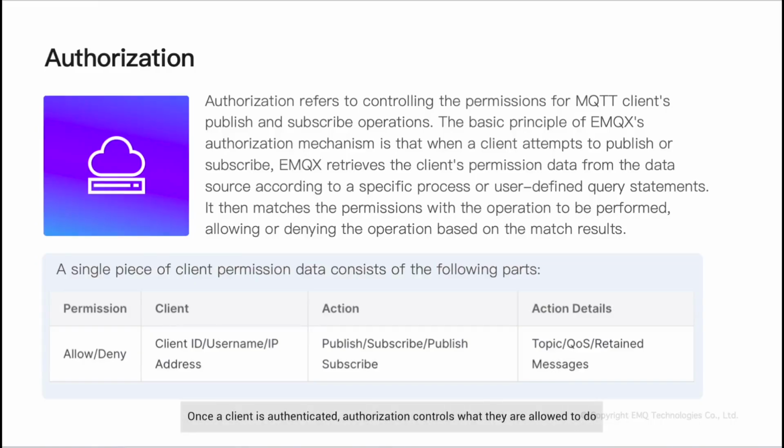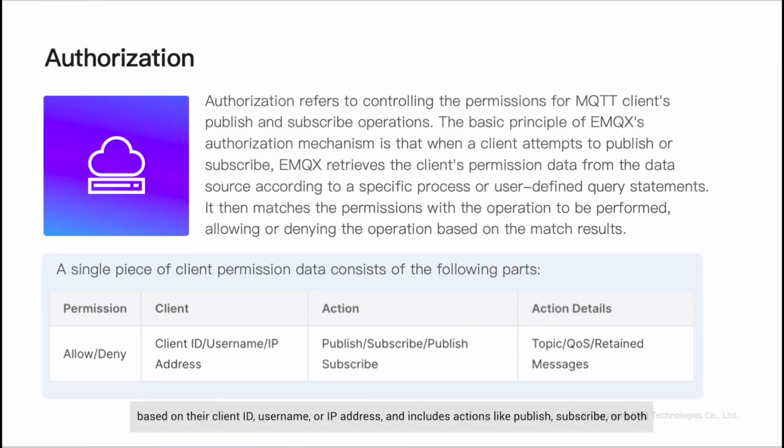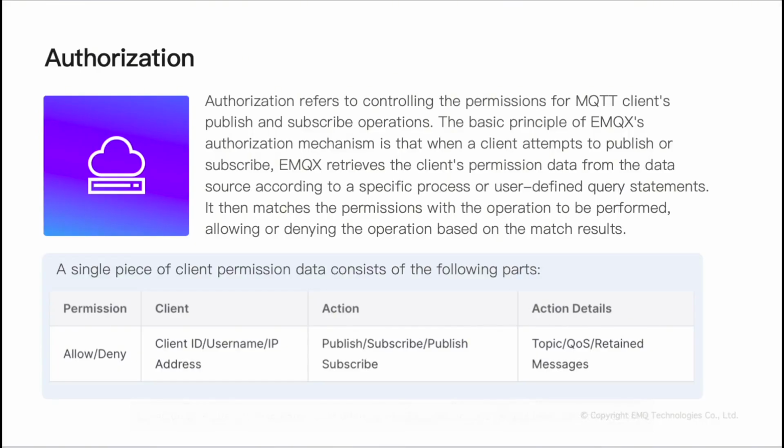Once a client is authenticated, authorization controls what they are allowed to do, specifically which topics they can publish or subscribe to. Each rule defines whether a client is allowed or denied access to specific topics based on their client ID, username, or IP address, and includes actions like publish, subscribe, or both.